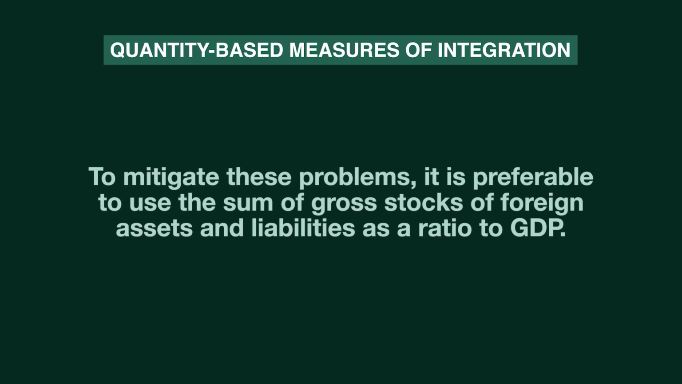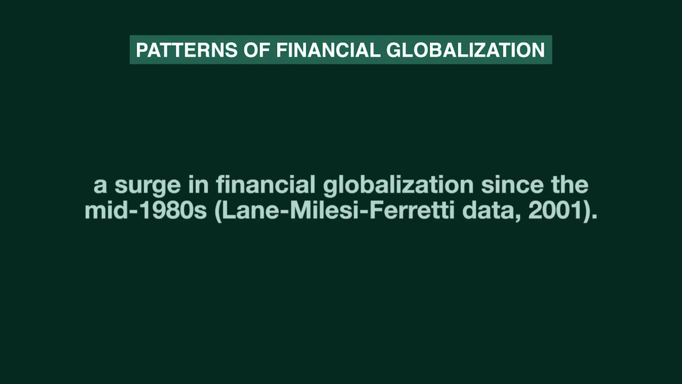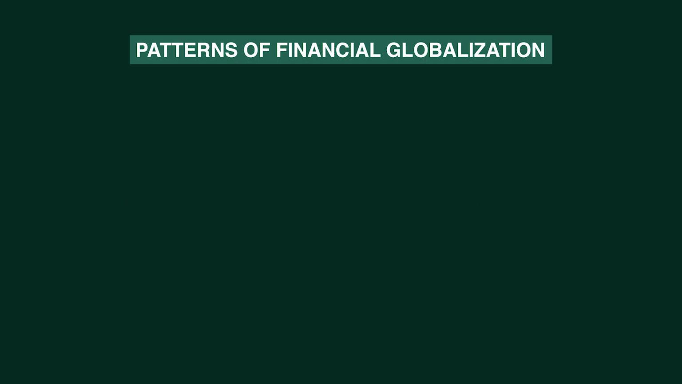So to mitigate this problem, it is preferable to use the sum of gross stocks of foreign assets and liabilities as a ratio to GDP. So scholars are saying that this would be a better measure of de facto financial globalization. Next, we come to the patterns of financial globalization. There has been a surge of financial globalization since the mid-80s. This has been found mainly by the Lane-Milesi-Ferretti data that came out in 2001.